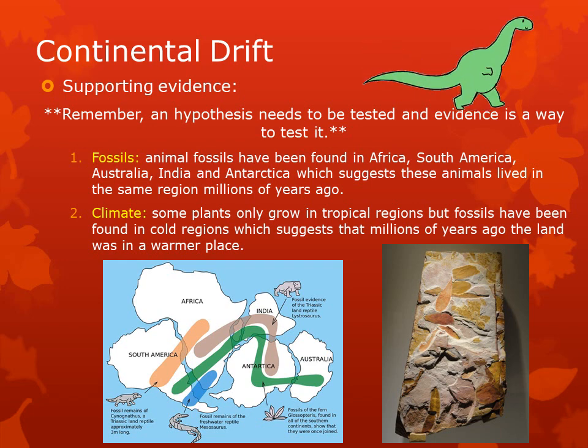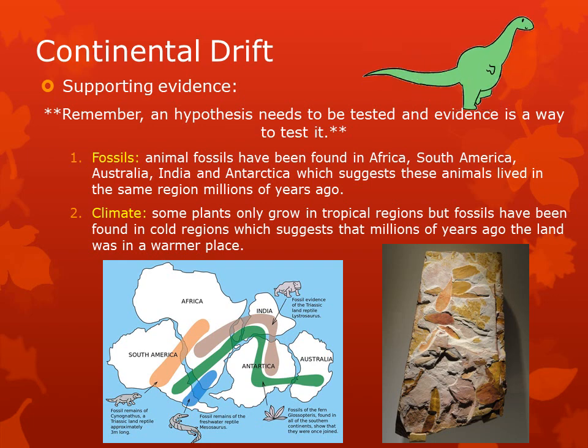Now, like I said, when you have a hypothesis or a theory, you need to be able to test it. You need to be able to show evidence that will not prove necessarily, but show that this hypothesis could be or is true. So Wagner proposed two pieces of supporting evidence. First, fossils. Animal fossils have been found in Africa, South America, Australia, India, and Antarctica. Okay, as we see from this little map down here. This seems to suggest that these animals lived in the same region millions and millions of years ago.